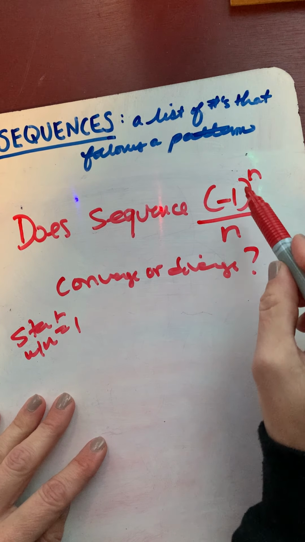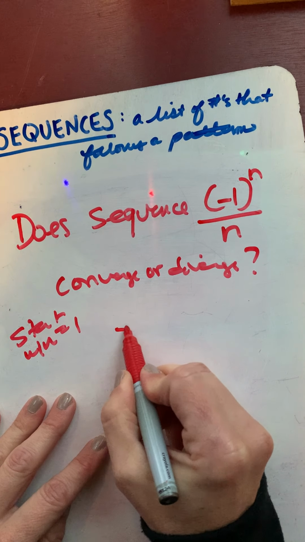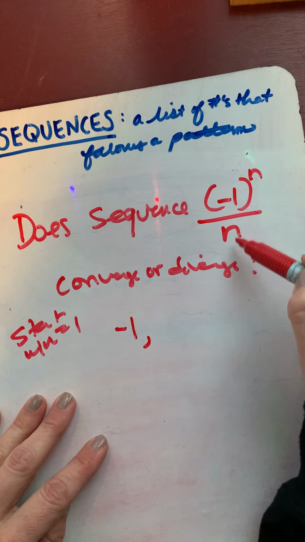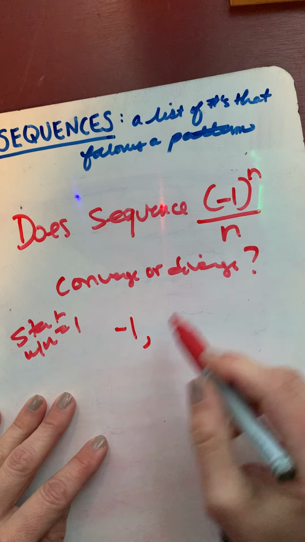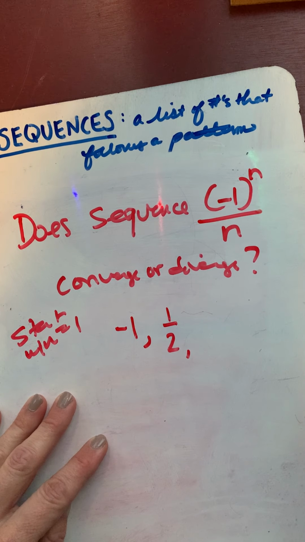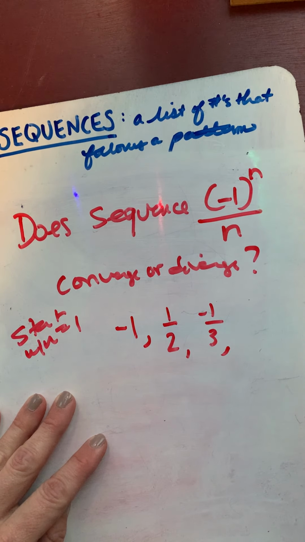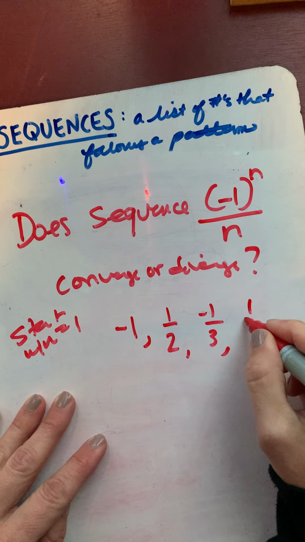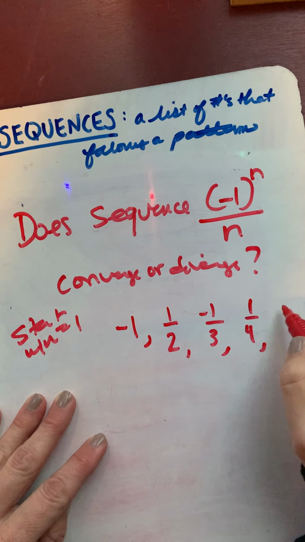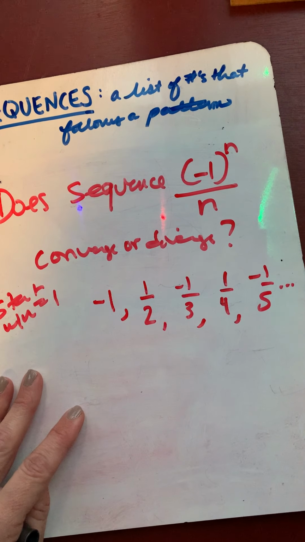Well, if n equals 1, substituting 1 for n, I'm going to have -1 over 1. When n equals 2, I'm going to have +1 over 2. If n equals 3, I'm going to have -1 over 3. If n equals 4, I'm going to have +1 over 4. N equals 5, -1 over 5, and so on. So you can see the pattern.